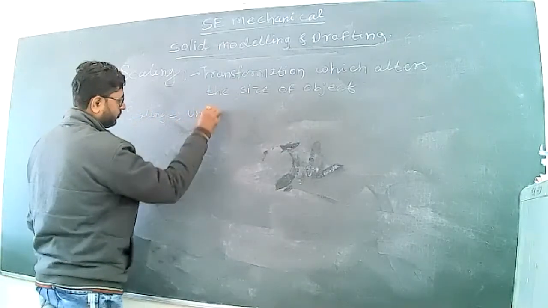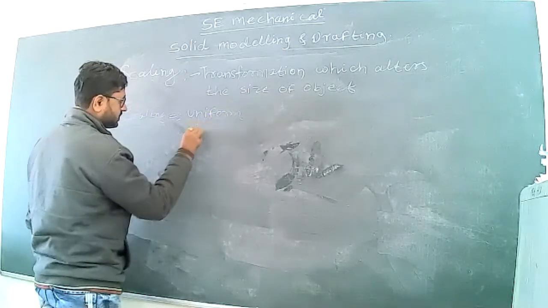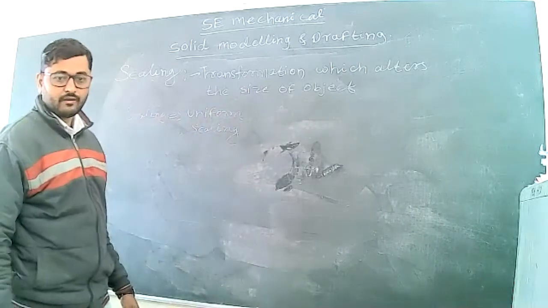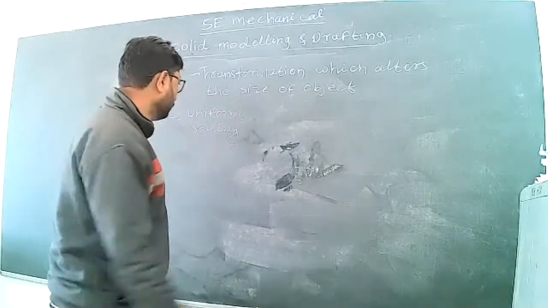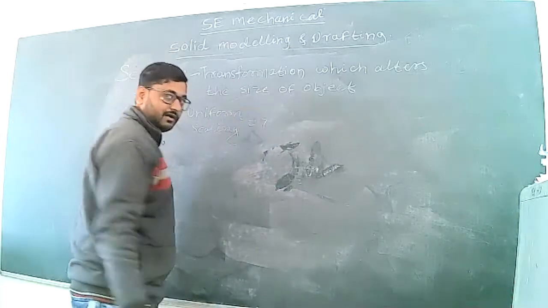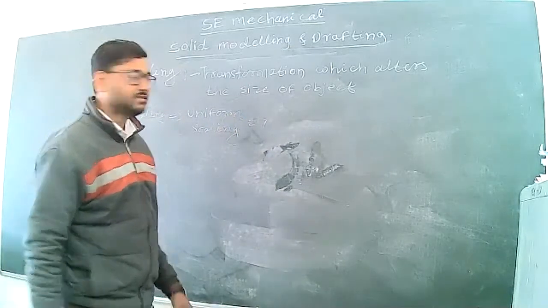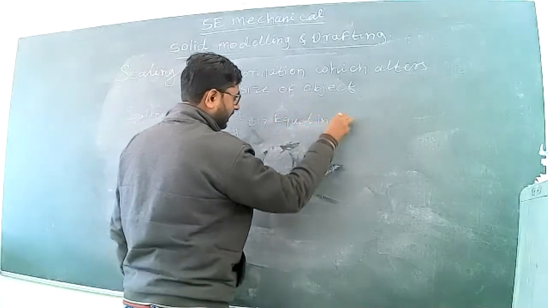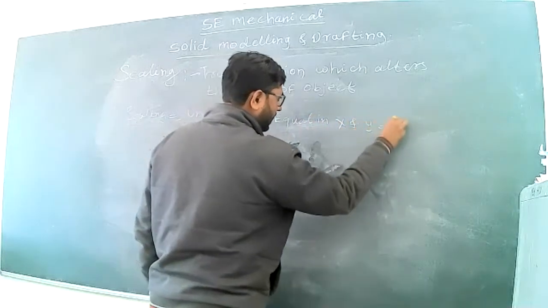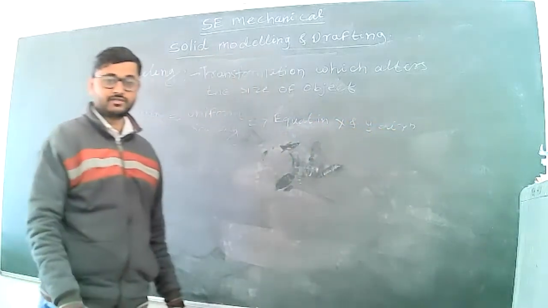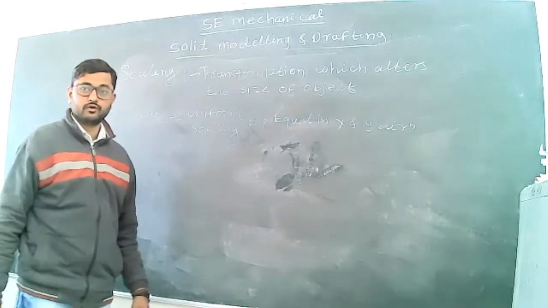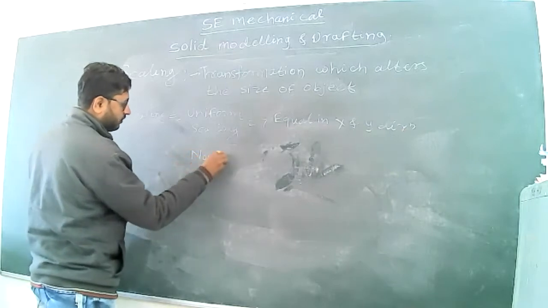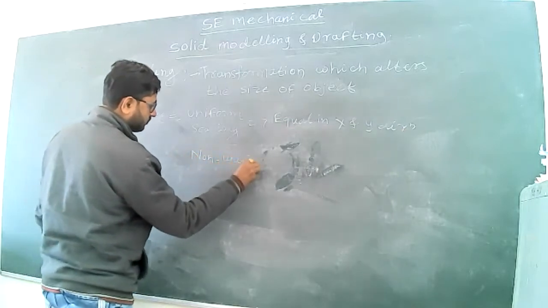Uniform scaling and non-uniform scaling. Uniform scaling is what? The alteration of size of object is equal in both x and y direction. That is called as uniform scaling.